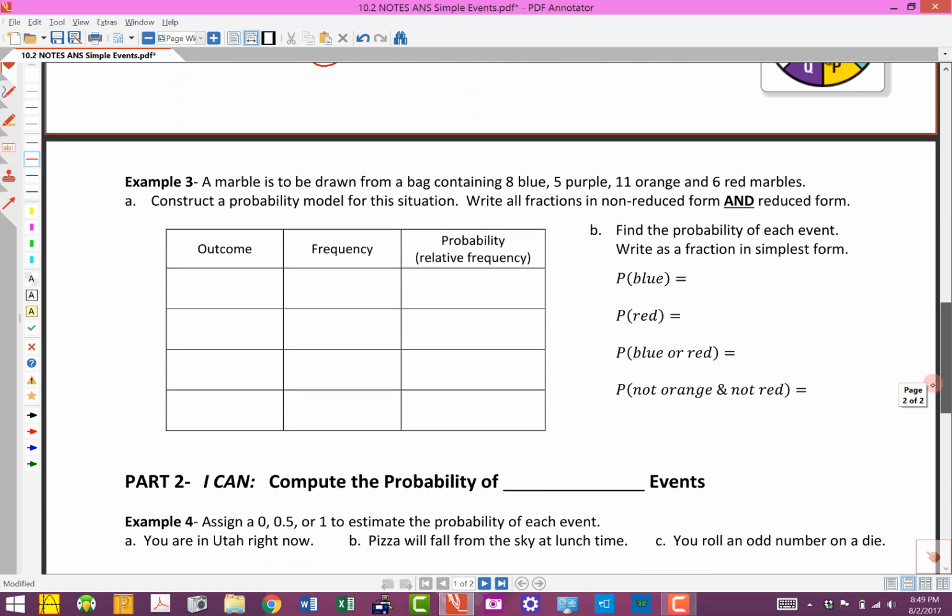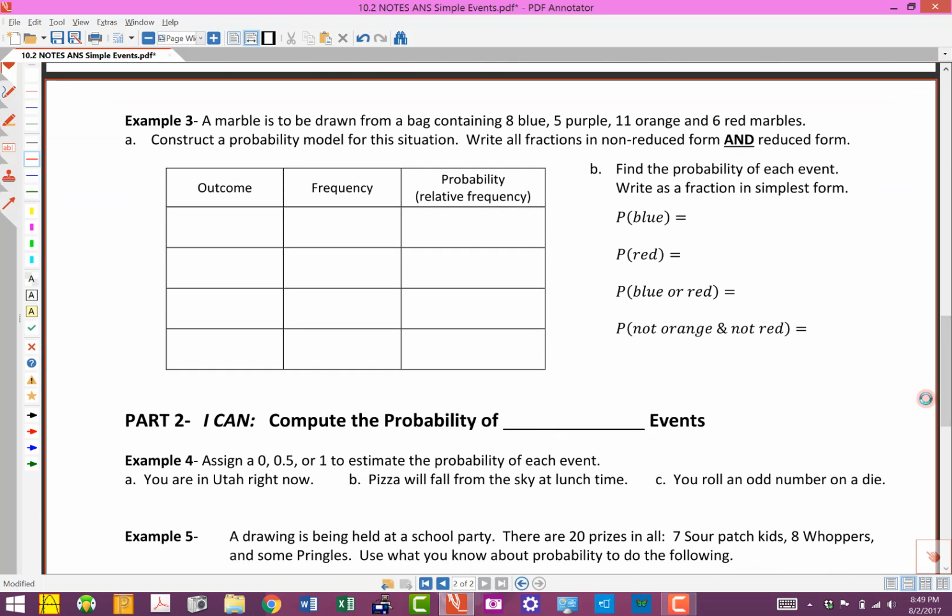Okay, let's flip it over and take a look at the other side. Here's what it says. A marble is to be drawn from a bag containing 8 blue, 5 purple, 11 orange, and 6 red marbles. Construct a probability model for this situation. Write all fractions as non-reduced and reduced fractions. So we want to do both. We want to leave it in that raw, unsimplified form, and then we want to reduce it. And you'll see why in just a minute.